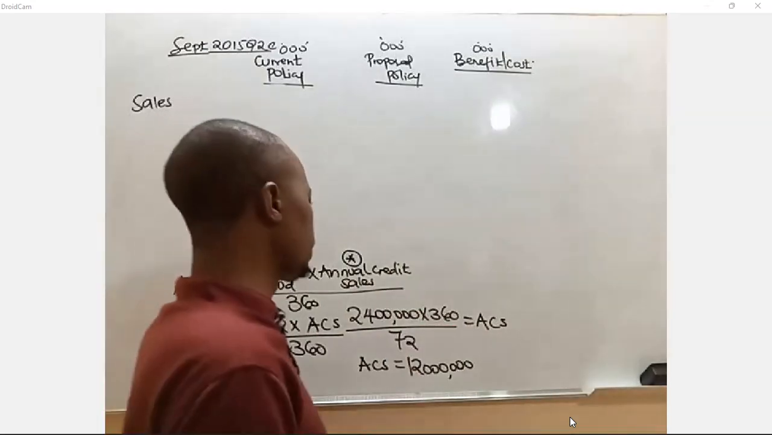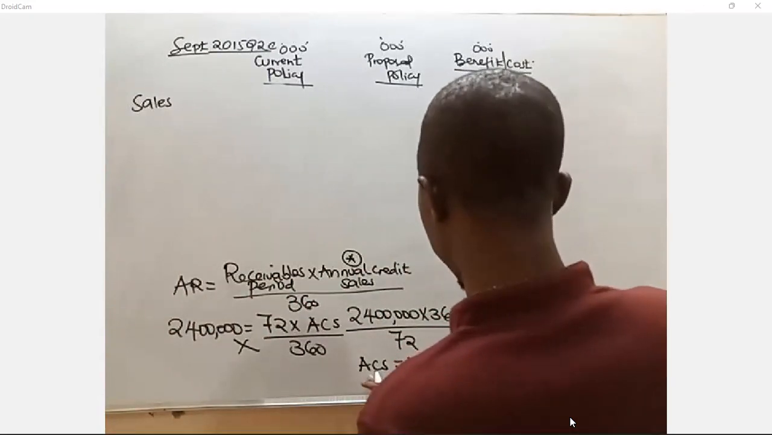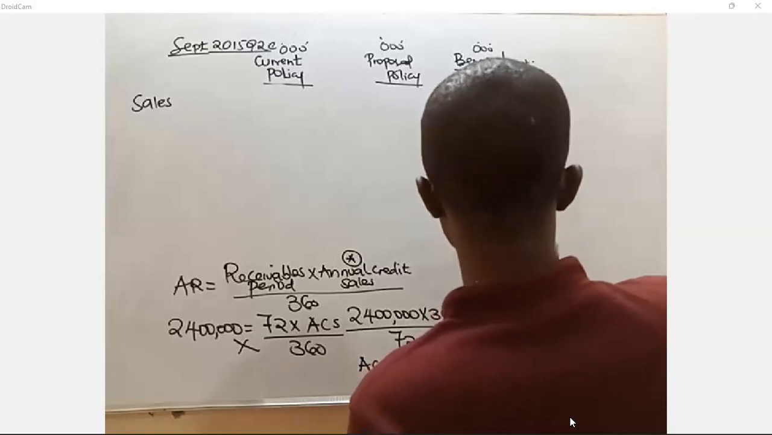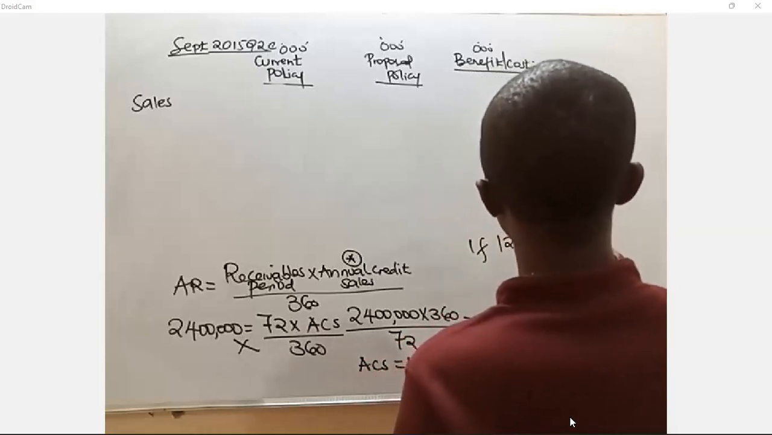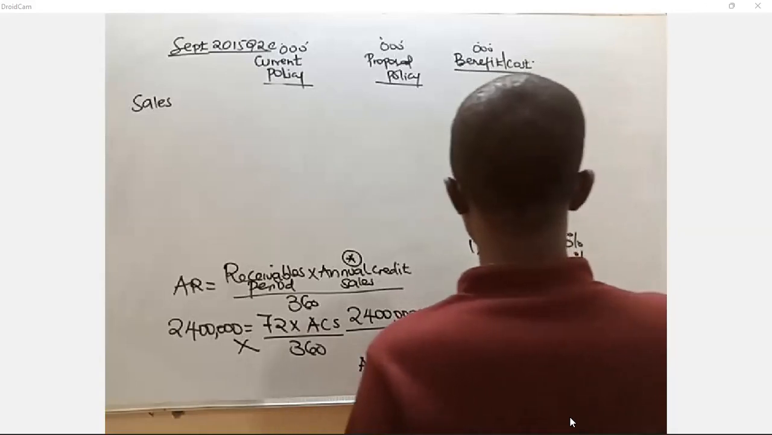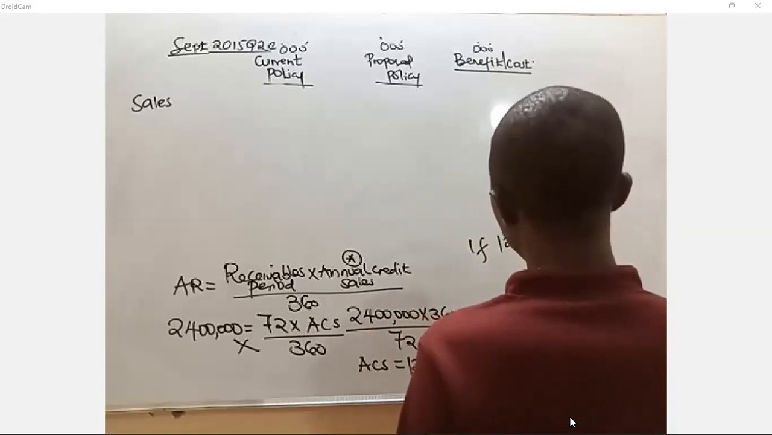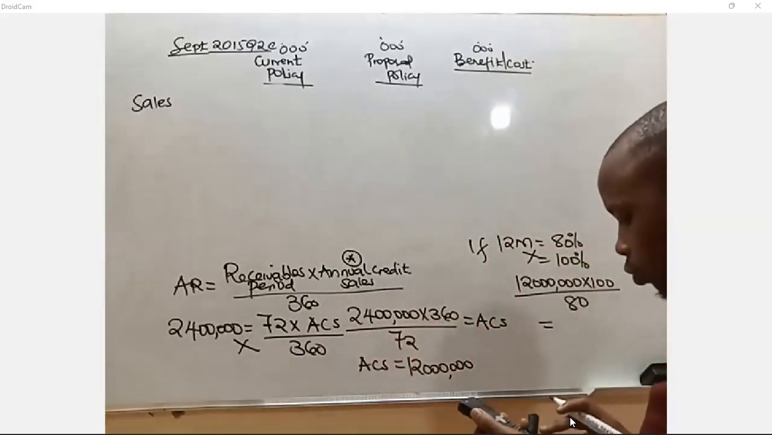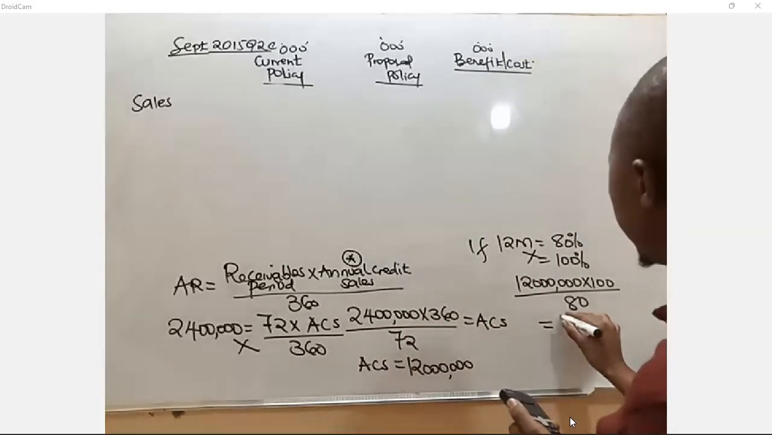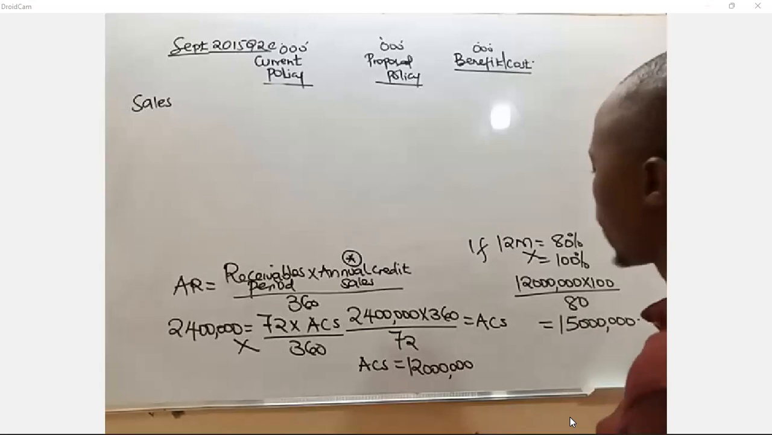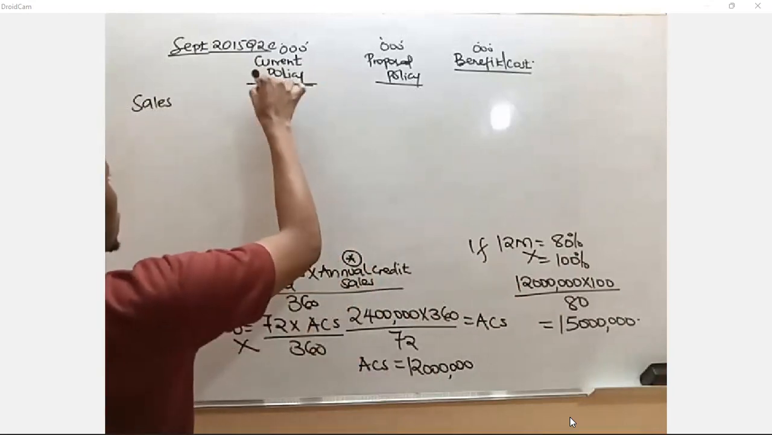Because the examiner has told you 80% of the customers are always on credit, and the annual credit sales is 12 million, you say, if 12 million is 80%, what about the 100%? You just need to cross multiply. You're going to have 12 million times 100 over 80. Here we get our total sales as 15 million. Those are our total current sales under the current policy.